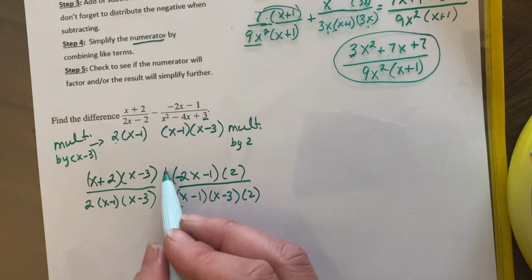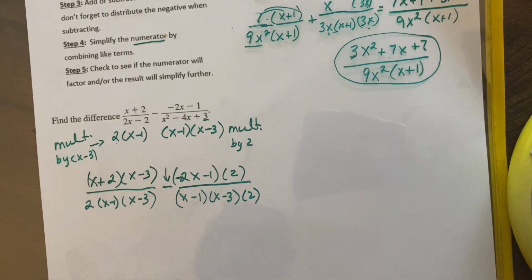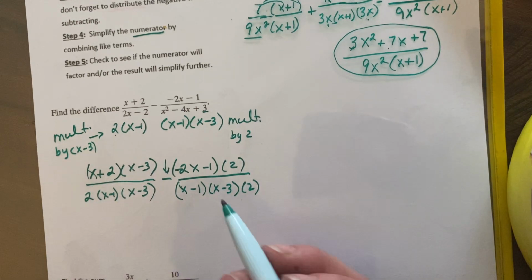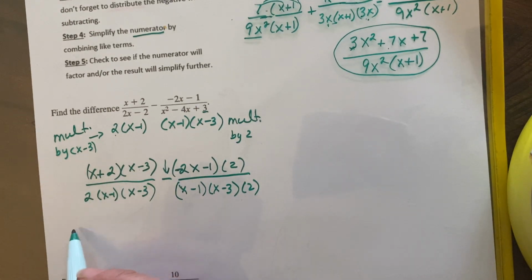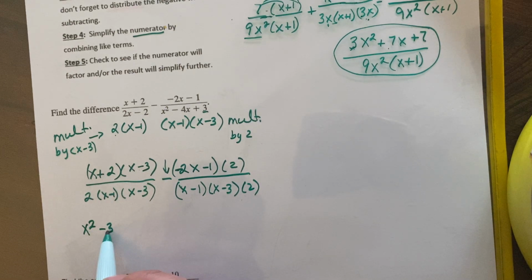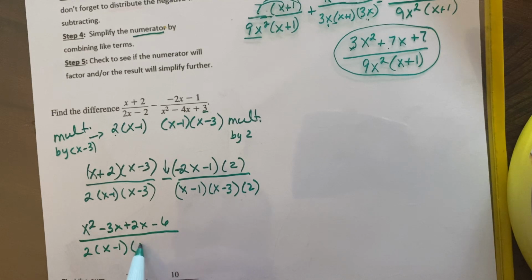We do want to watch this negative here. We're going to have to distribute to the terms that we get here. So I'm actually going to multiply out first, then combine the fractions together. So over here, you're going to get 4 terms on top because you're FOILing. So you get x squared minus 3x plus 2x minus 6. Leave the denominator in factored form.